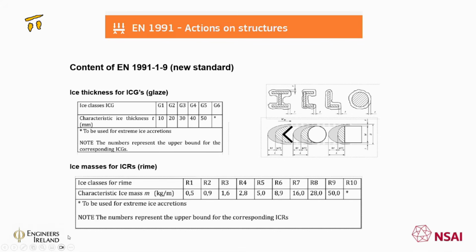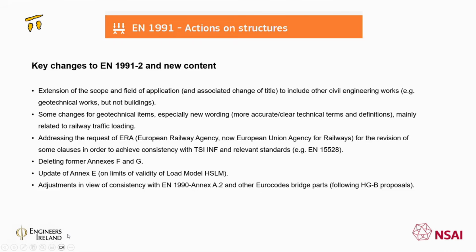EN 1991 Part 2 is the bridge loading, and that's more specialist. I'm not going to go into that in any detail here. There's an extension of the scope and field of application and change of title. It includes other civil engineering works, but not buildings. There are some changes for geotechnical items. There's new wording, mainly related to railway traffic loading.